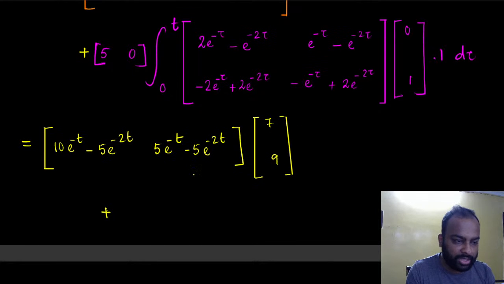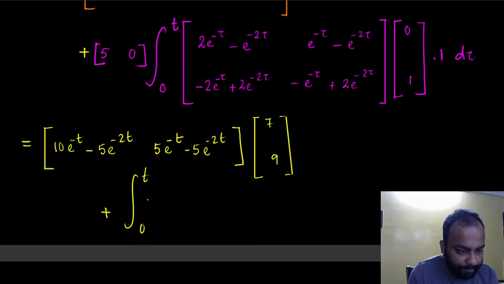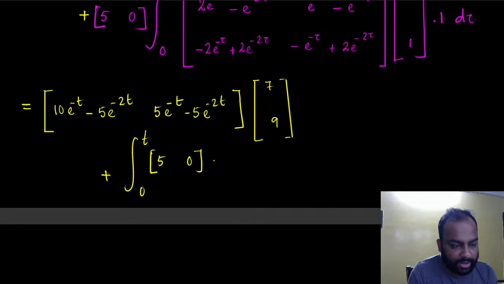Of course if I do this multiplication, then this becomes a column vector here. So also let's bring this 5, 0 inside. This integration is integration from 0 to t. So this 5 comma 0 actually goes in, and then we have a column vector here.